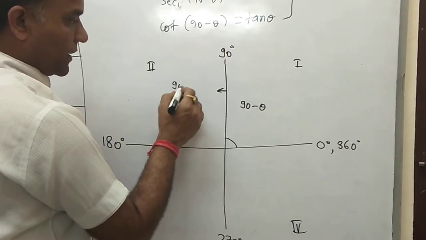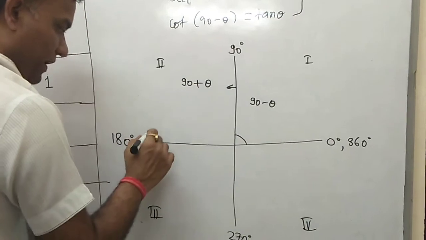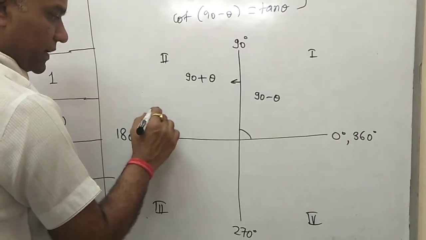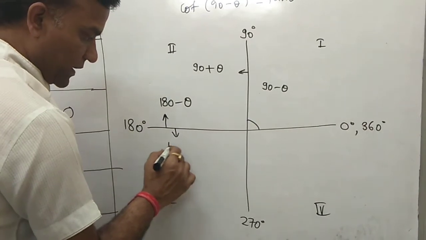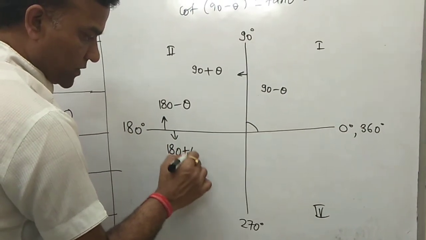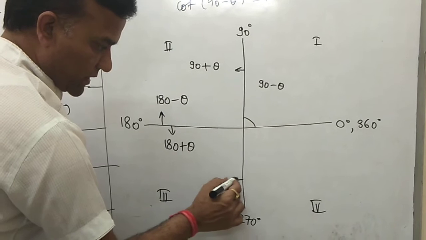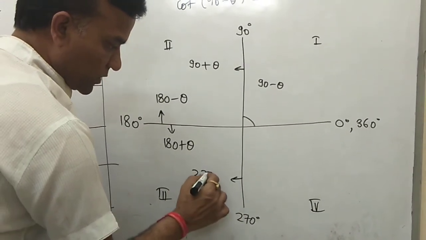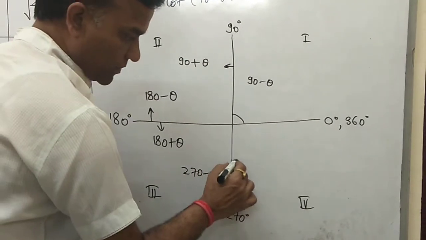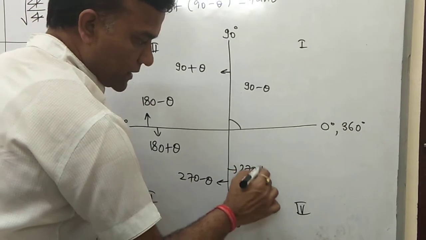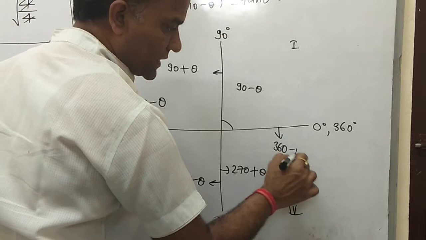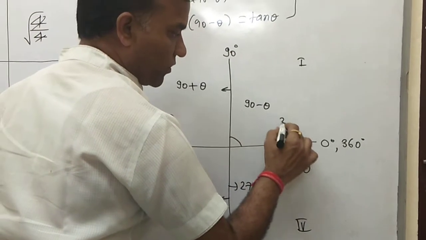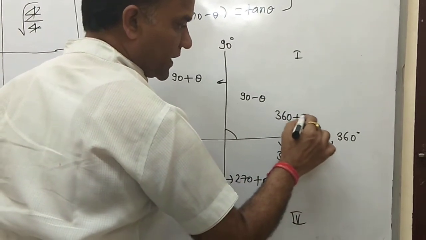So 90 plus theta, but it is less than 180. So 180 minus theta. Similarly, 180 forward, so 180 plus theta, but reverse of 270, so 270 minus theta. It is forward of 270, so 270 plus theta, and similarly 360 minus theta, but again you go forward here, so 360 plus theta.